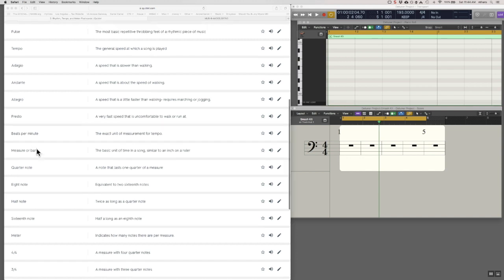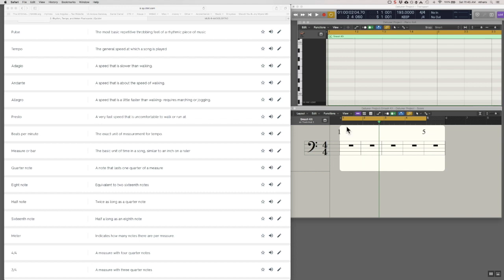Now, the next unit of time in a song is called a measure. It's the next biggest. The pulse is the most basic. And when we take a collection of pulses and put it together, we call that a measure or a bar. So when I use the term measure or bar, that's what I'm referring to. A bar will emphasize certain pulses and de-emphasize other pulses.